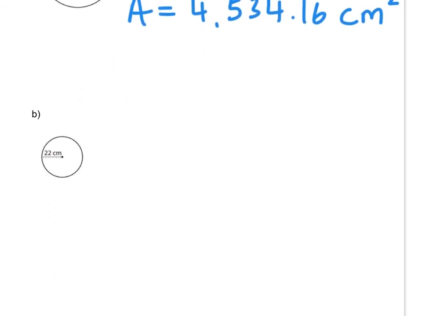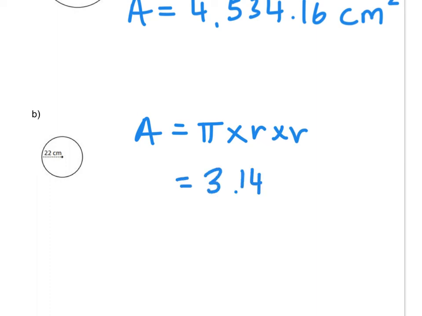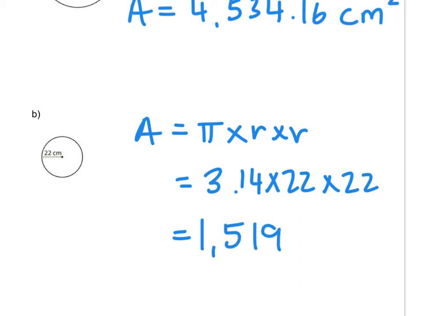This one again, easy. Area equals pi r squared, which equals 3.14 times 22 times 22. And it's going to give you 1,519.76 centimeters squared.